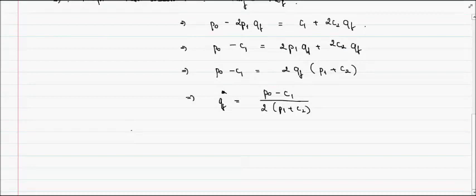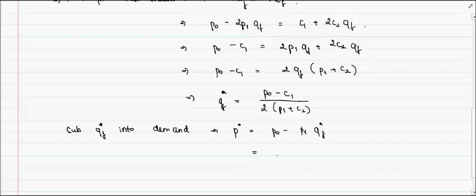Now, what is the price that the firm is going to charge? If you substitute the optimal quantity into the demand function, then you'll be able to find the optimal price that the firm will be charging, which is equal to P0 minus P1 QF. So that is P0 minus P1 times P0 minus C1 divided by 2 times P1 plus C2.